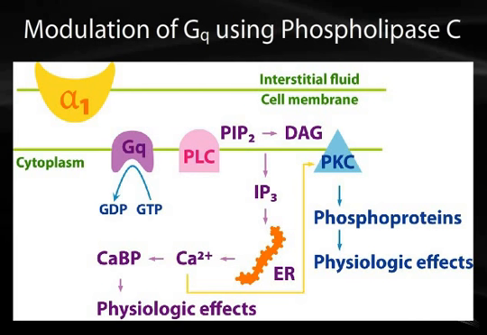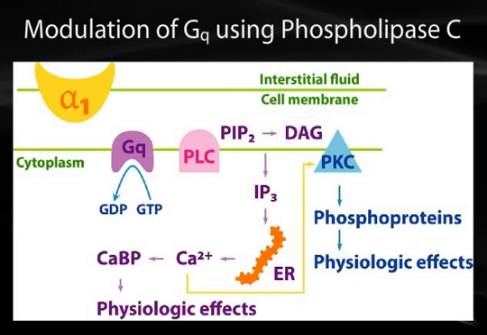Where this mechanism differs from the previous two is that instead of interacting with adenylyl cyclase, this G protein will interact with phospholipase C, or PLC. PLC is an enzyme which will split PIP2, phosphatidylinositol bisphosphate, which is a phospholipid within the cell membrane. It will split this molecule into IP3 and DAG.